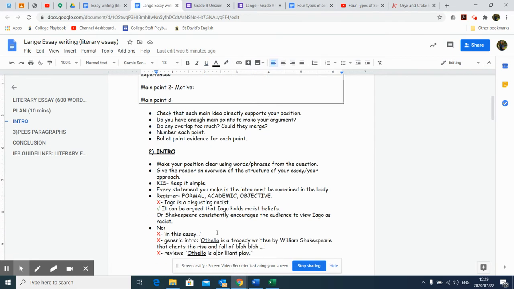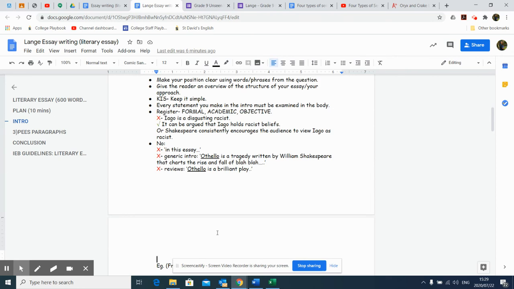They're using examples of Iago from Othello here, because I adapted this from an Othello essay writing resource. So "Iago is a disgusting racist" is a little bit too informal. "It can be argued that Iago holds racist beliefs" is a little more formal, a little more academic, a little more objective. Do you see that? Or "Shakespeare consistently encourages the audience to view Iago as a racist." Those are just the different ways that you can formulate a certain essay.